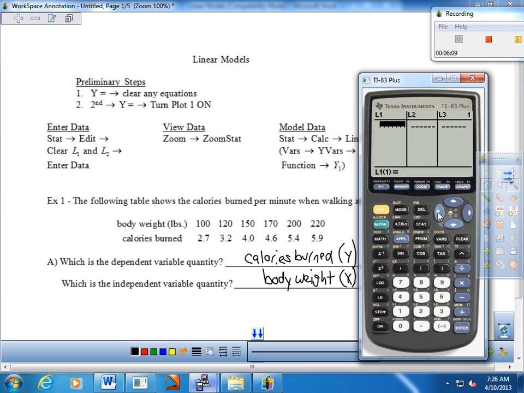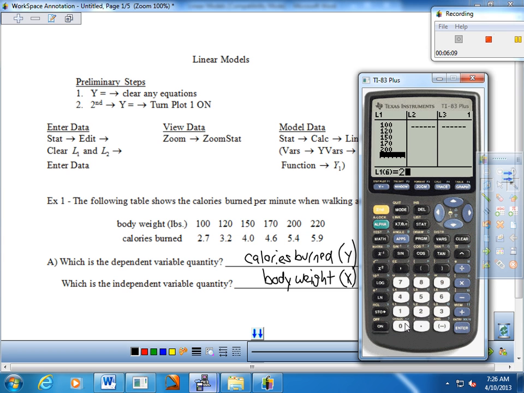Remember, L1 will be our x's, in this case the body weights. L2 will be the y's, and in this case the number of calories burned. So let's get that in. I'm sure you can type a heck of a lot faster than I can, but I'll get this in here, and then we'll move forward from there. So just enter after each one, that's all. Should be pretty straightforward.